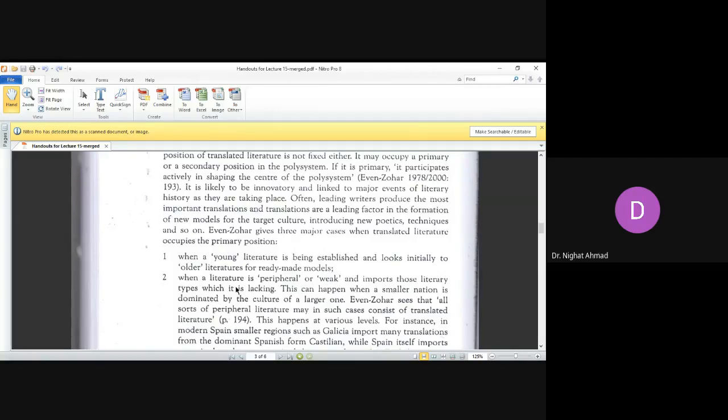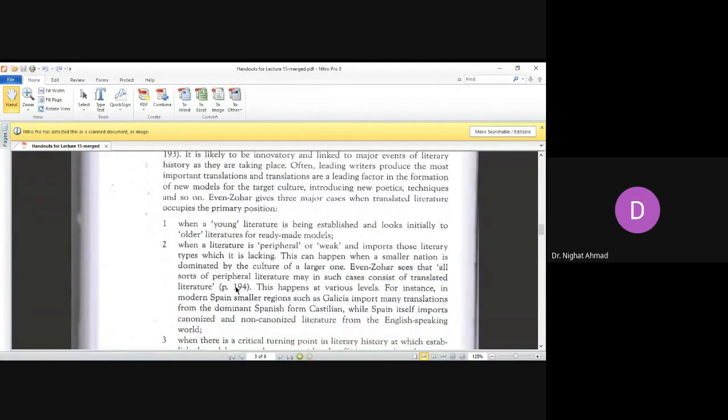The next is when literature is peripheral or weak, it imports other literary types, which is the key. Now this again goes with the colonial era, the times when the British colonizers were colonizing, and they were the colonizing masters, they considered that Europe was the center of everything, of civilization.